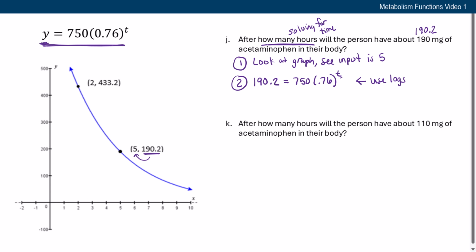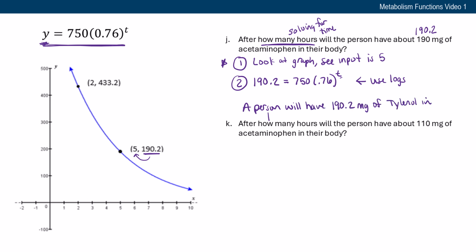At this moment, we're just going to be using our graph, and we see that we have an input of 5. So that means a person will have 190.2 milligrams of Tylenol in their system after 5 hours.